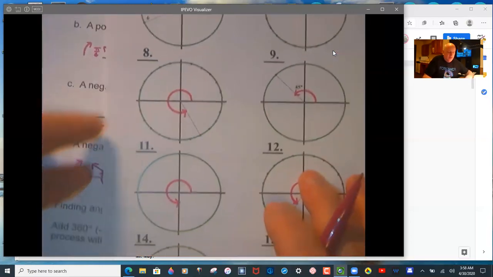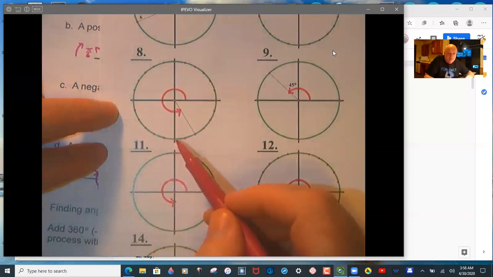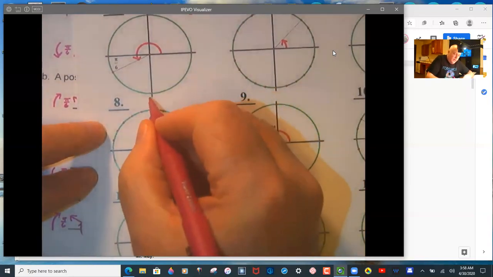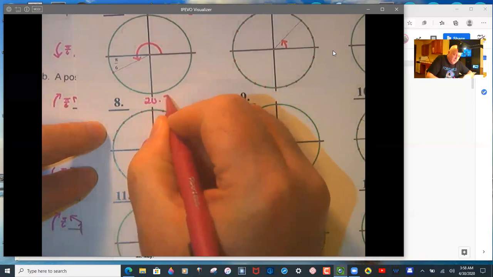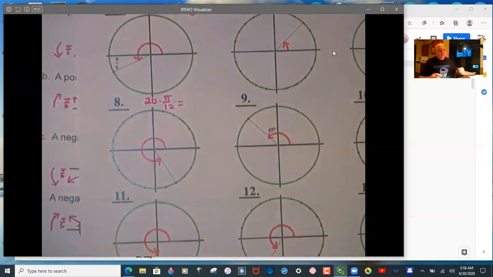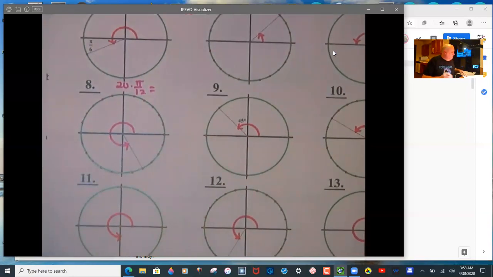Here we've got scale marks again. So 3/4 of the way is 18, 6 in each quadrant, 19, 20. So this is 20 times pi over 12. Very simple. Once you know each little tick mark is pi over 12. Not hard to do. That ends up being 5 pi over 3.